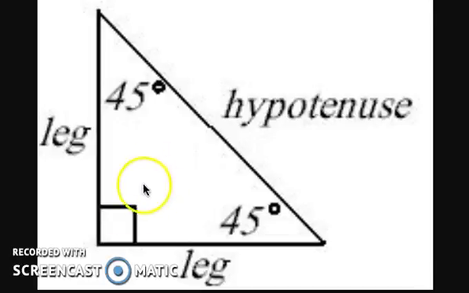It's always going to be opposite the 90-degree angle. Now, what do I mean when I say opposite the 90-degree angle? I mean the only side that is not one of the two rays making up that 90-degree angle. So you can see the legs are actually the rays of this 90-degree angle. You go to the side that is not a ray, that's the hypotenuse every time.